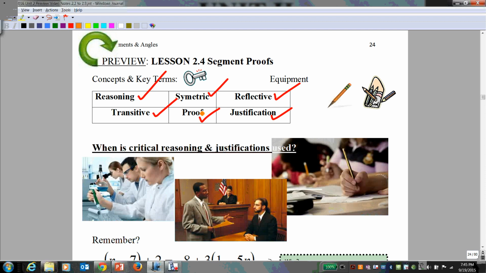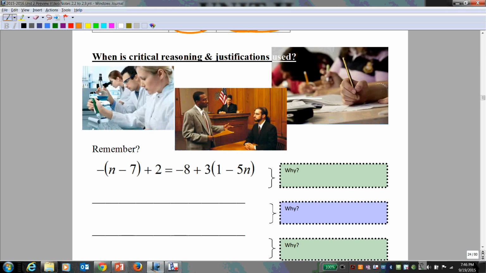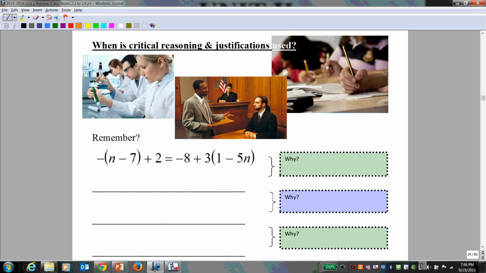Now, don't freak out with these words, proof and justification. If you've heard rumors about geometry and proofs, I promise you, you're going to do fine. But learning how to justify your work and reason through what you're doing and answer that question, why, is critical to a variety of professions. So doing this in a math class will actually help prepare you in a lot of different types of professions, even if it's not directly related to geometry.